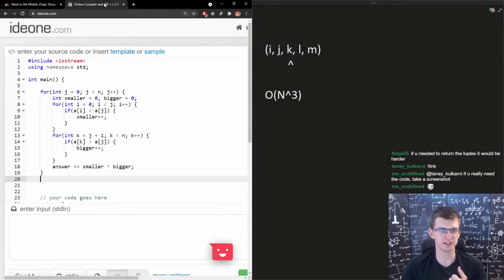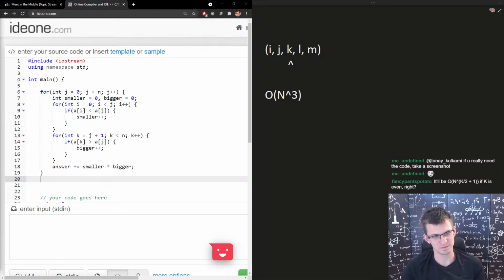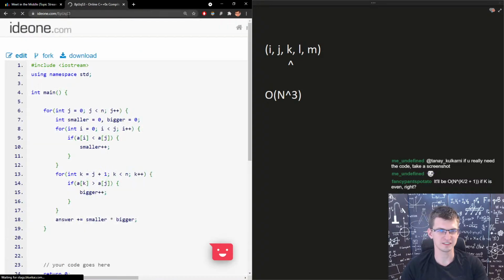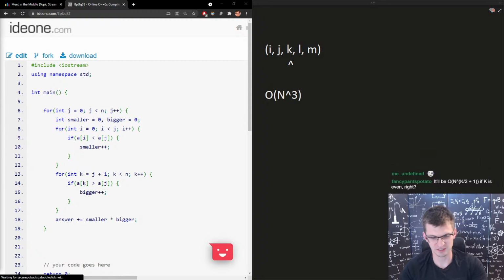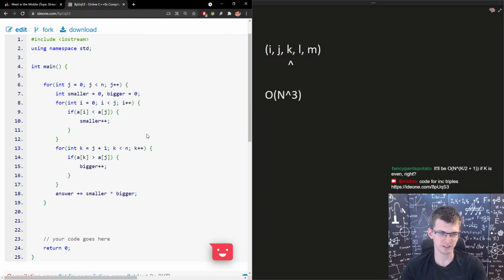If you need the code, you can just rewind the video. Later everything is on YouTube. On Twitch, actually, it's also possible to rewind the stream. It's just more complicated. But if you really want it, well, here you go. This is code for increasing triples. Paste it in the chat now. Though I don't see how it's useful.